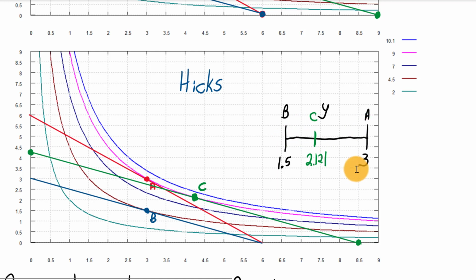So let's do the calculations here to see what those differences are. So 3 minus 2.121 says we have about 0.879 on this side. And which is that, the income or the substitution effect?